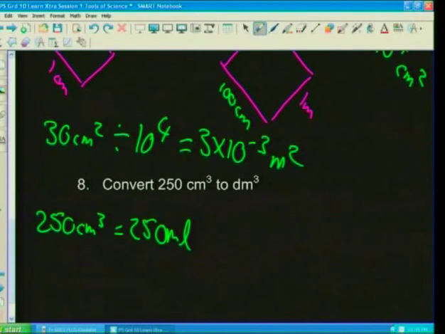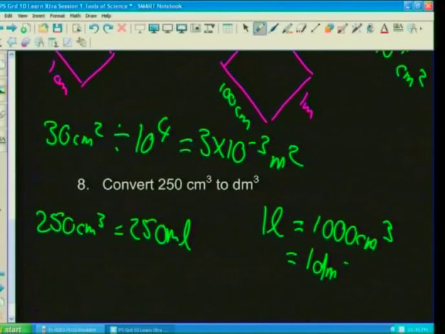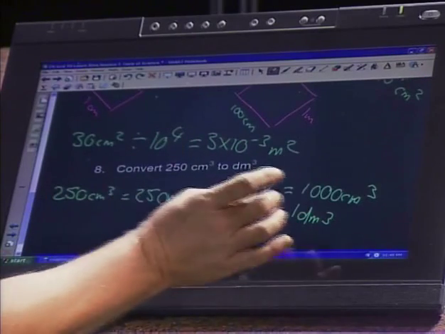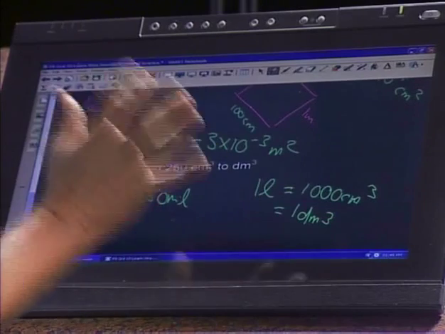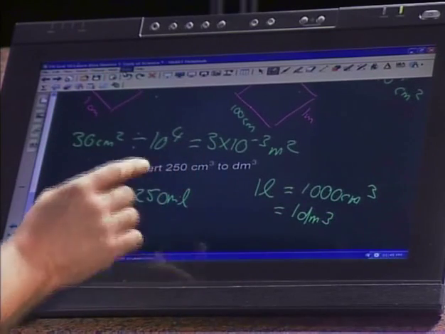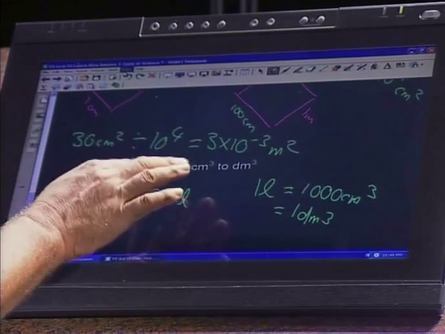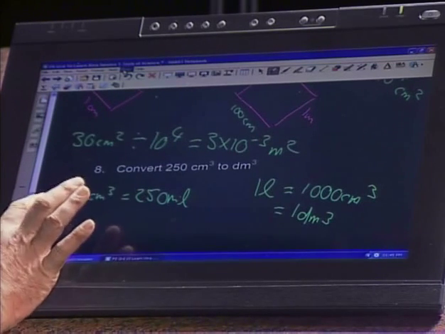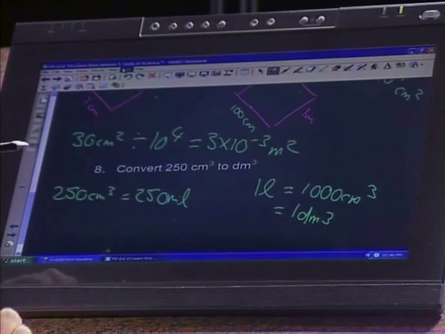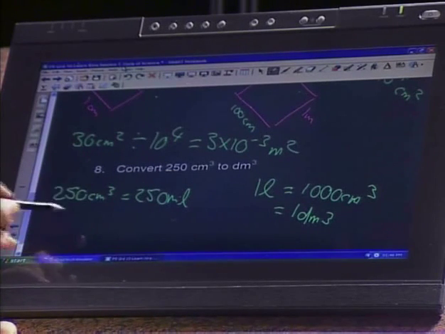And that's also equal to, we know that 1 liter is 1,000 centimeters cubed. But that's equal to 1 decimeter cubed. So when we're talking about milliliters, centimeters cubed, and decimeters cubed, they're related to each other, and it's really important that you know what the difference is. So it's easier if you can think about converting centimeters cubed to milliliters first of all. Then you can see, well, let's convert it to liters.